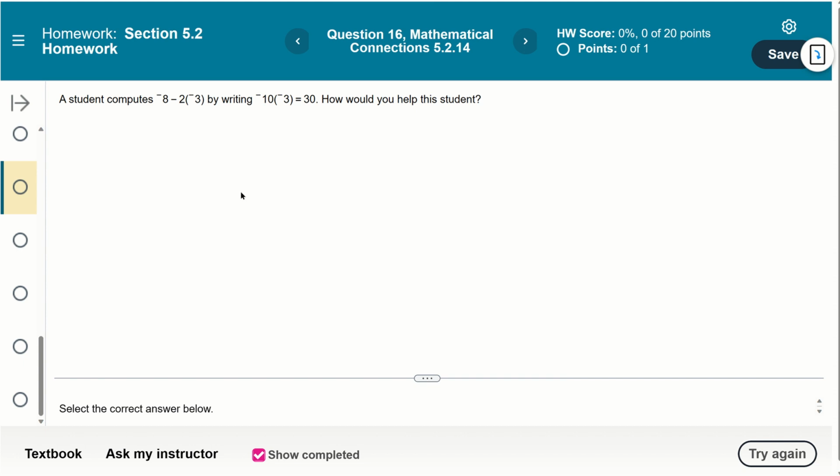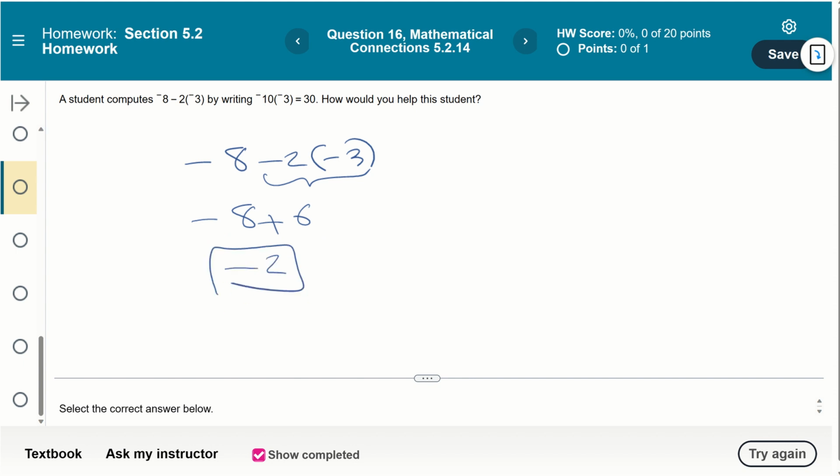So what would be the correct answer, or the correct way of doing this? Well, you'd want to take care of this multiplication. So that's going to be negative 8 plus 6. So now you go ahead and take care of the addition to get negative 2.